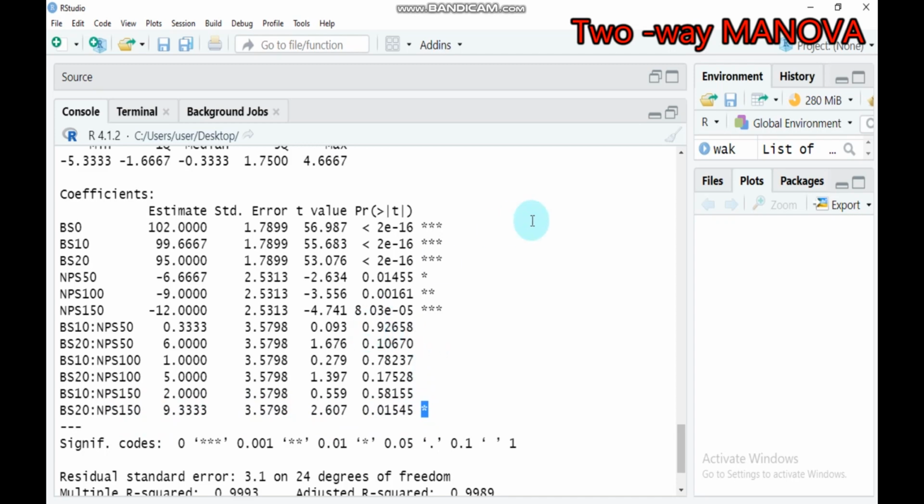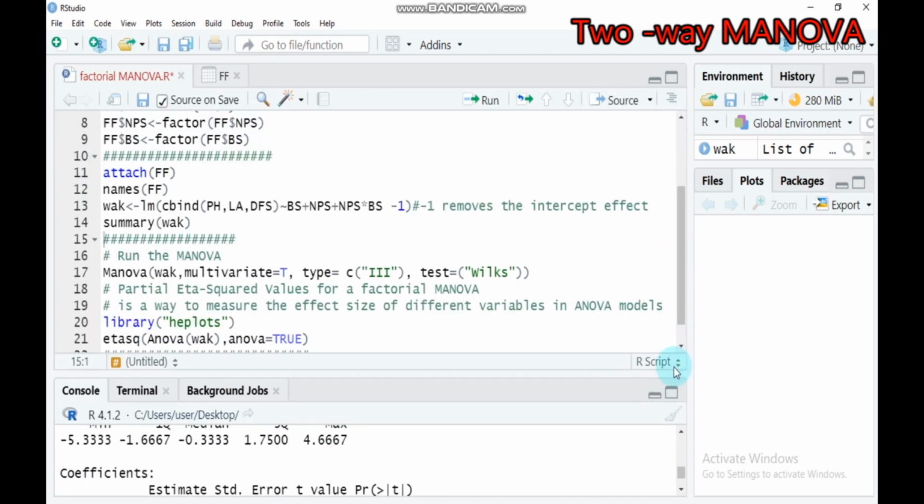So in this way, we can check the summary and go on to run the MANOVA, or the multivariate analysis of variance, for two factors. To do that, you have to use the function Manova, then indicate the linear model that combines the response variables as explained by Brary sledge plus NPS fertilizer and the interaction between NPS fertilizer and Brary sledge. This is represented by all the syntax. Then multivariate equals true, and again the type equals 3.